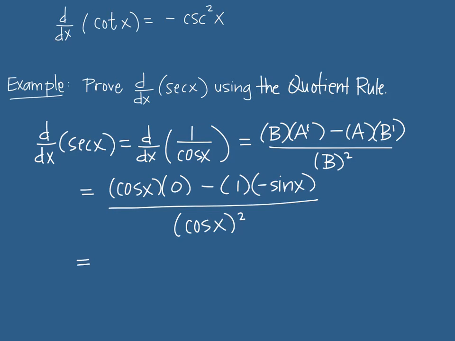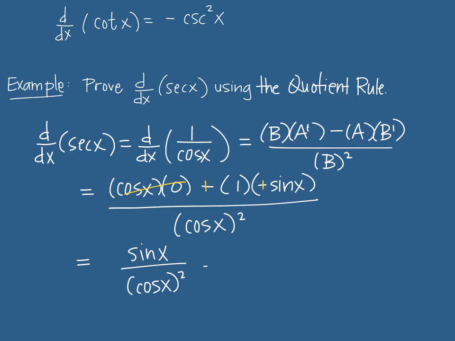All right, so as you look at that numerator, do some mental math of cleaning it up. Look at what the 0 does and look at what the 1 does. And what do we end up with in our numerator? Just sine x. That's it. The 0's gone, the 2 negatives make a positive, and we're left with sine x over cosine x squared.